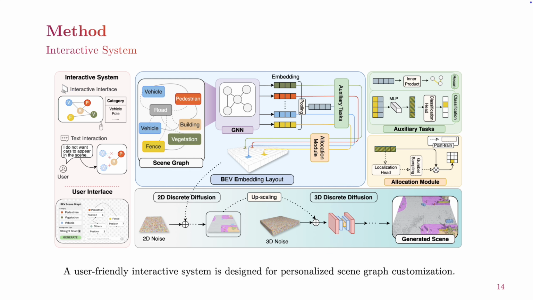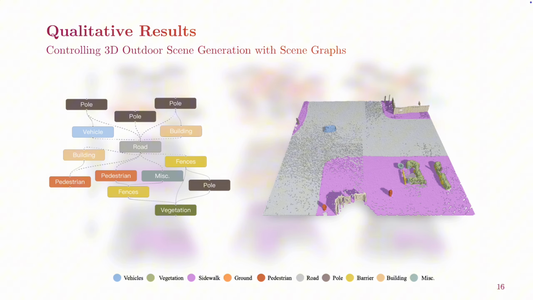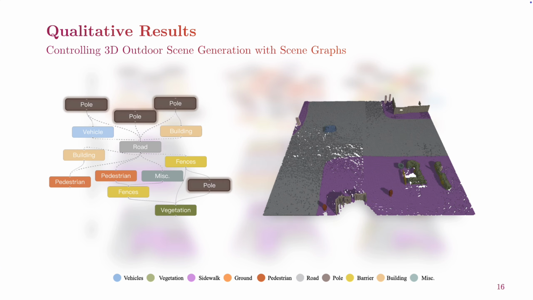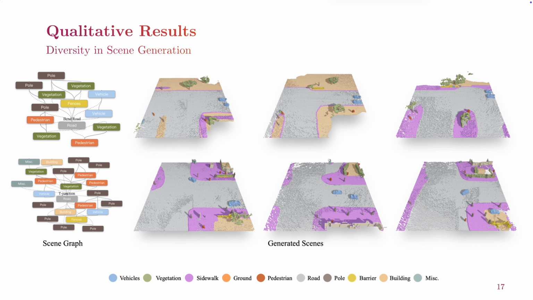The visualization results show that our method captures the scene graph information well and generates scenes that match the specific requirements. For example, in this case, the number of objects in each category and their assigned positions in the scene graph are accurately matched in the generated result on the right. Additionally, our results show that using the same scene graph as input, our method can generate diverse 3D scenes for each run.